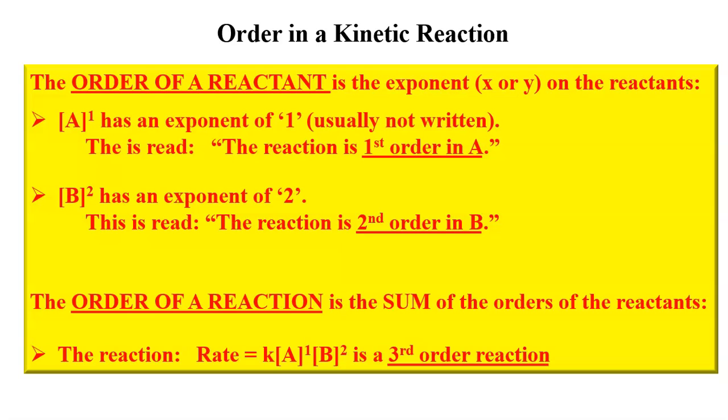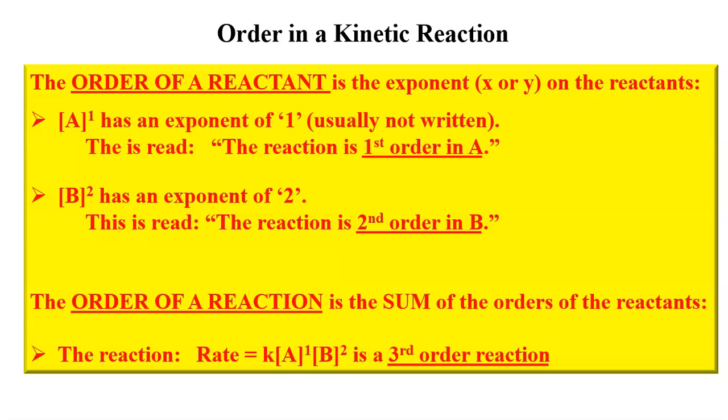Okay, so let's talk about the order of a reactant. It's a term that you'll hear a lot in this subject. The order of a reactant is the exponent x or y on the reactants. So A to the first power has an exponent of 1, and it's usually not written, obviously, when you have an exponent of 1. This is read: the reaction is first order in A. B squared has an exponent of 2. This is read: the reaction is second order in B.